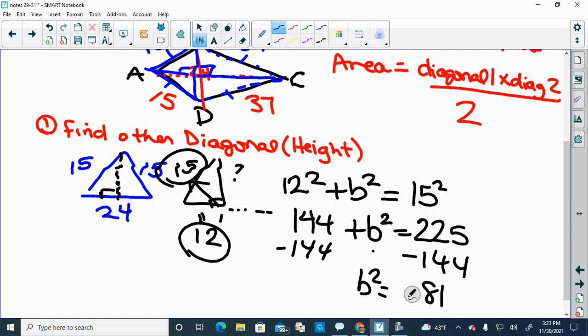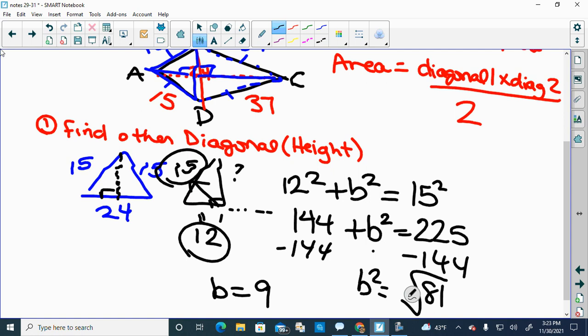Okay, but I don't want b squared, I want b. So to take the square root of that would give me b. Okay, so b is 9. Now I need to solve for the other side of the triangle, because I just did the left side of the kite. Now I need to do the right side of the kite.